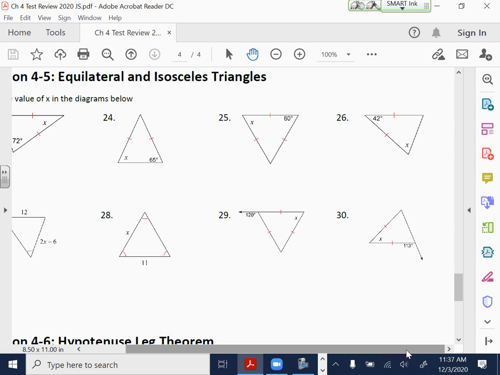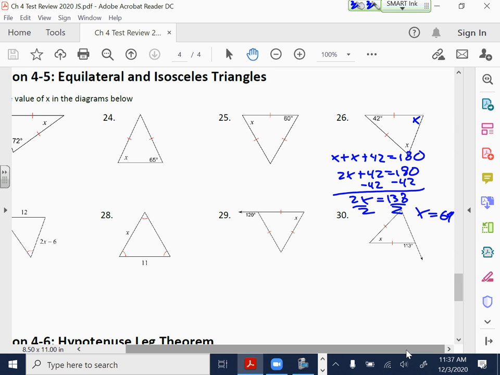Then looking at 26, so again, now we know this one's x, so we have x plus 42 is equal to 180. We have 2x plus 42 is equal to 180. Subtract 42. So 180 minus 42 is 138. Then divide both sides by 2. We end up getting x is equal to 69 for that one.